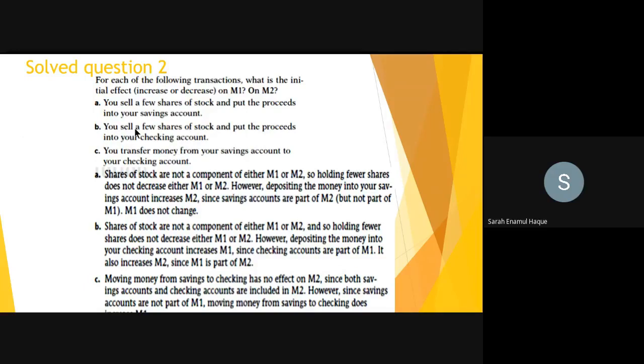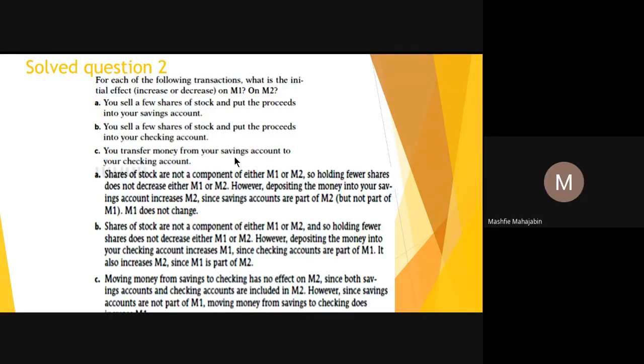You sell a few shares of stock, part B, and put the proceeds into your checking account. Checking account, what does this mean? Remember in the M1 we did the checkable deposits, the short-term accounts, the current accounts, the savings account, those things. So that is what they're talking about.